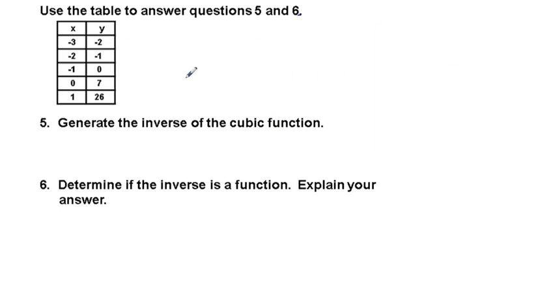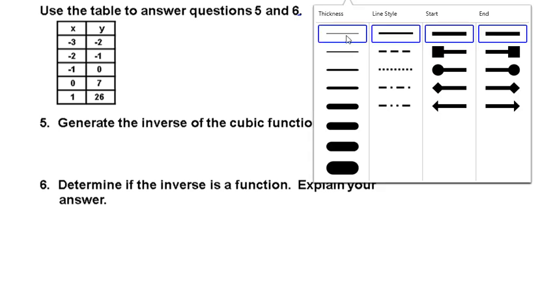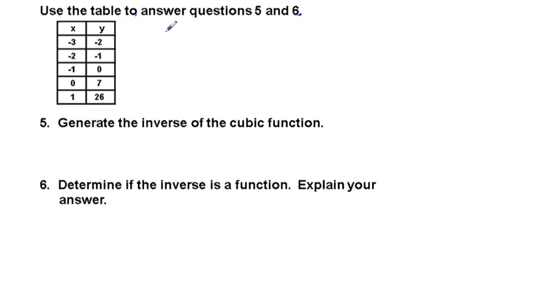5 and 6: generate the inverse of the cubic function, similar to what we did earlier on problems 1 and 2. I'm going to do this faster. Just reverse: -3, comma 2 becomes 2, comma -3. -1, comma -2 becomes -2, comma -1. -1, comma 0 becomes 0, -1. 0, comma 7 becomes 7, comma 0, and 1, comma 26 becomes 26, comma 1. So that is the inverse of that function, problem 5.